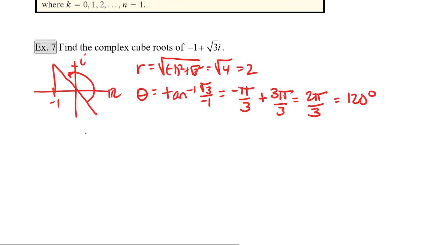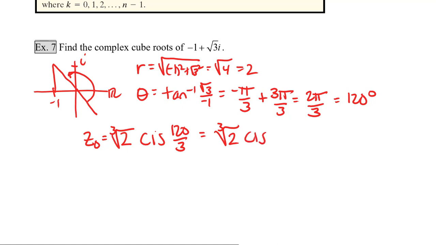So our first root we're going to call z sub 0, and what we're going to do is take our r, which is 2, and find the cube root of 2. And then we're going to take our theta, and because we're looking for cube roots, we're going to divide it by 3. So our first complex root is the cube root of 2 cis 120 divided by 3, which is 40 degrees.